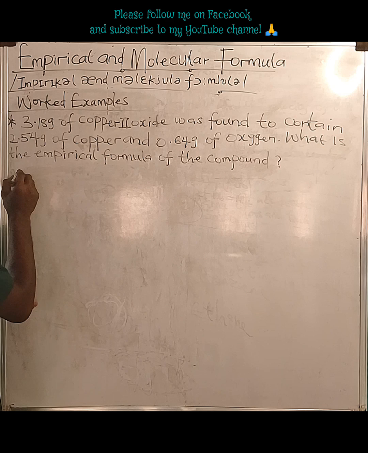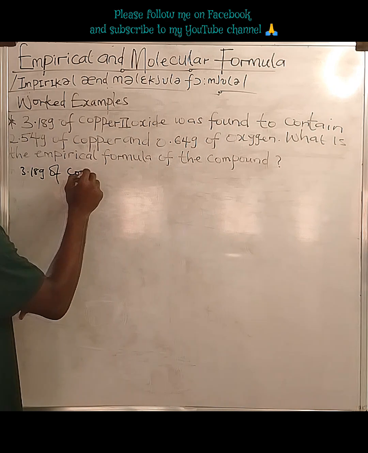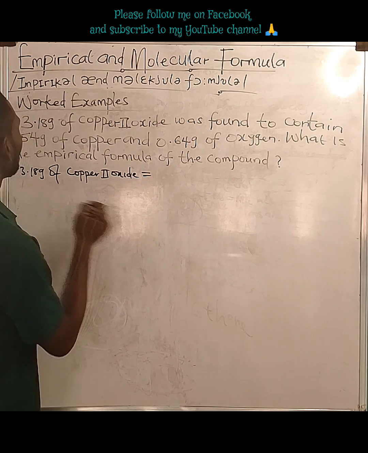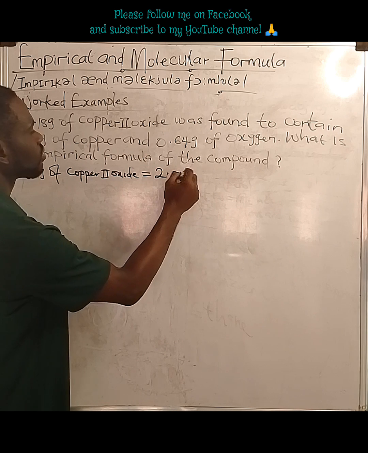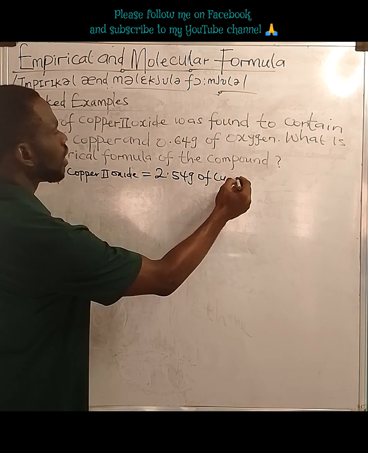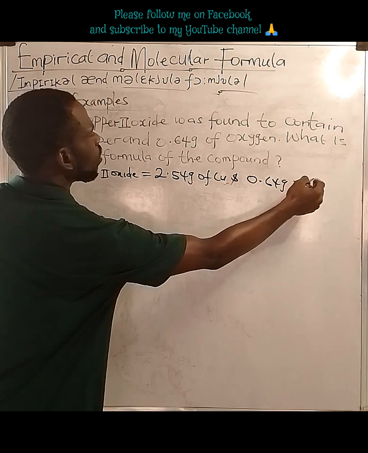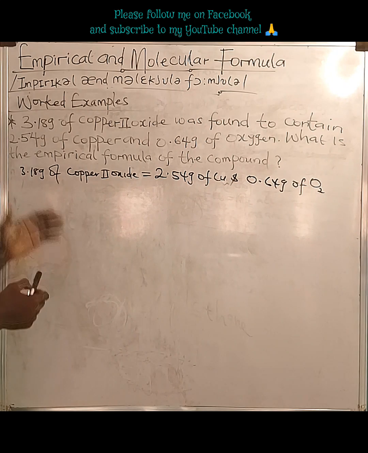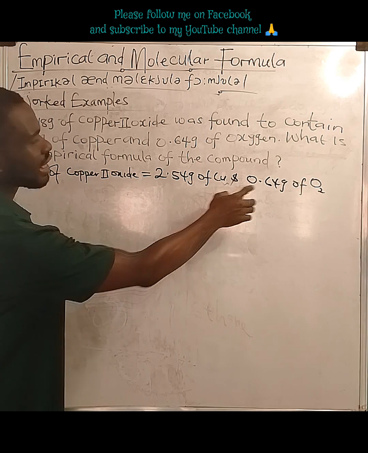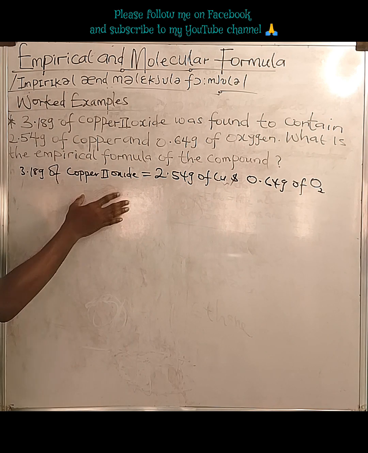So as you can see, 3.18 gram of copper 2 oxide contains what? It contains 2.54 gram of copper. And what else does it contain? 0.64 gram of oxygen. So we are asked to write the chemical formula for this. Now, don't forget something. When you add those two together, 2.54 gram and 0.64 gram, you will get 3.18 gram of copper 2 oxide.